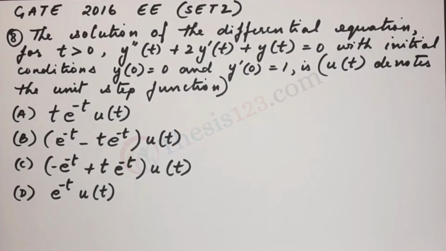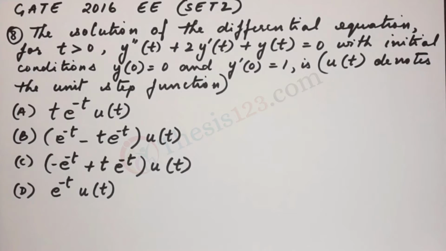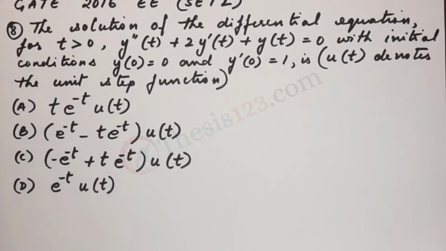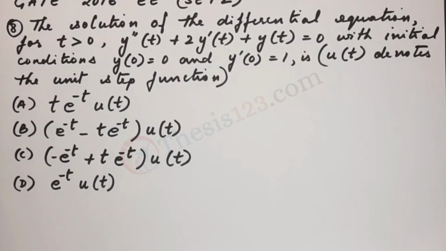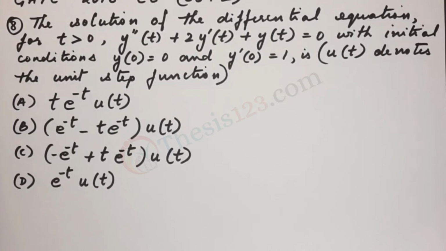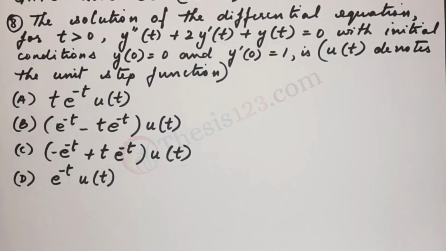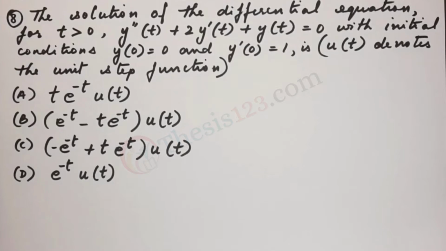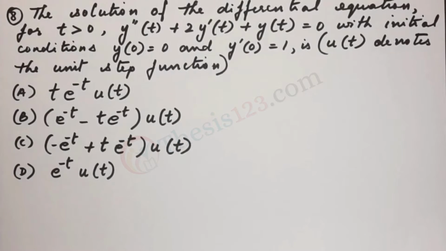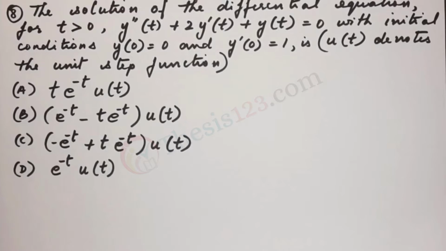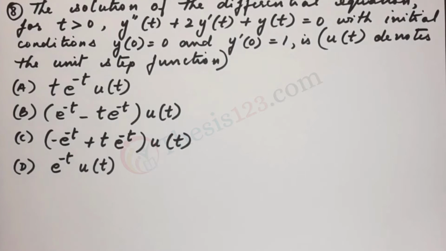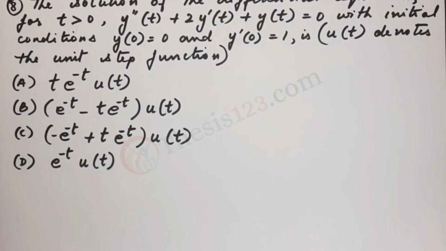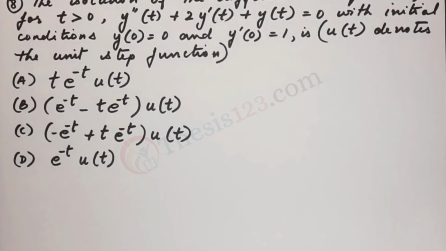Here's the next question, number 8. The solution of the differential equation for t greater than 0, y double dash t plus 2y dash t plus y of t is equal to 0, with initial conditions y of 0 is equal to 0 and y dash of 0 is equal to 1 is, we have our 4 options. The question also tells us that u of t denotes the unit step function.